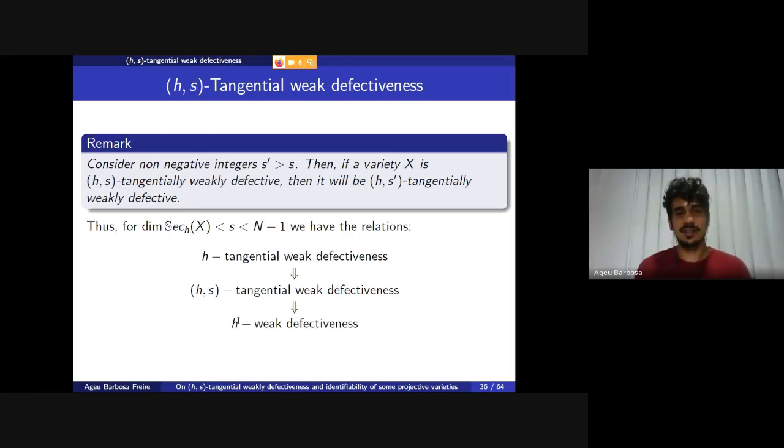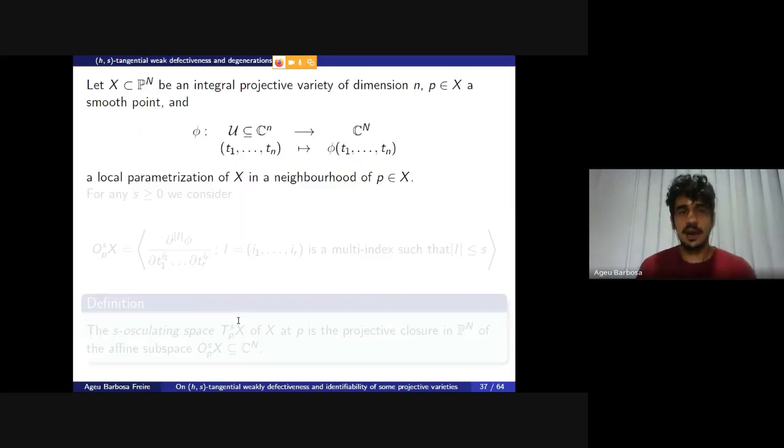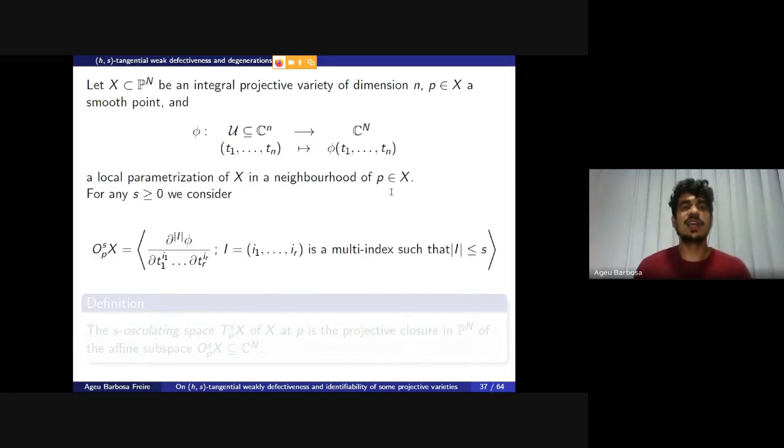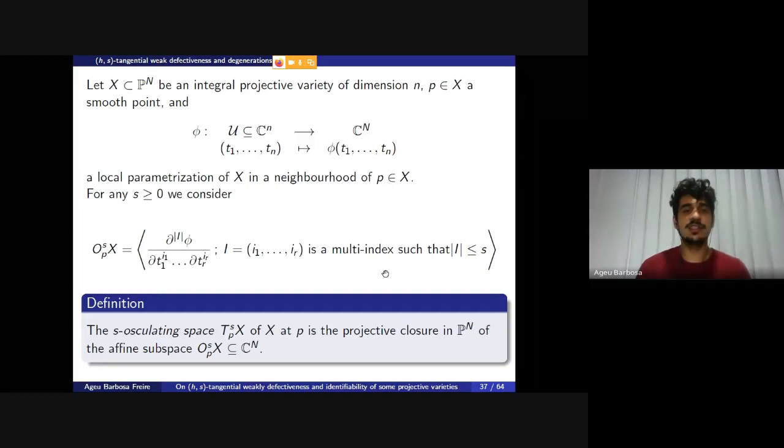With this, I finished the first part of the talk. And to the second part, I would like to start with the definition of osculating spaces, which is as follows. We consider X an integral projective variety of dimension n, and a point P in X, which we suppose to be smooth. If we denote by phi a local parameterization of X in a neighborhood of the point P, and we take s to be a non-negative integer, we define the set of X s to be the linear span of all partial derivatives of phi of order smaller or equal than s. And we define the s-th osculating space of X at the point P to be the closure in Pn of this set here. Okay.